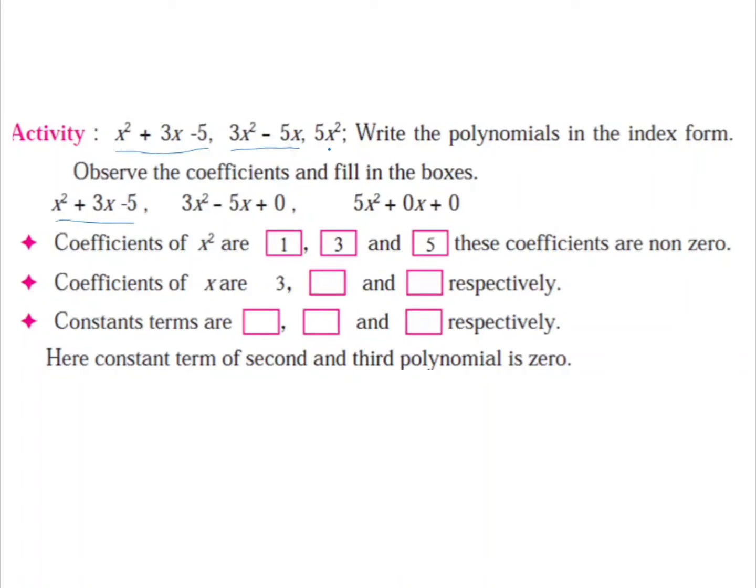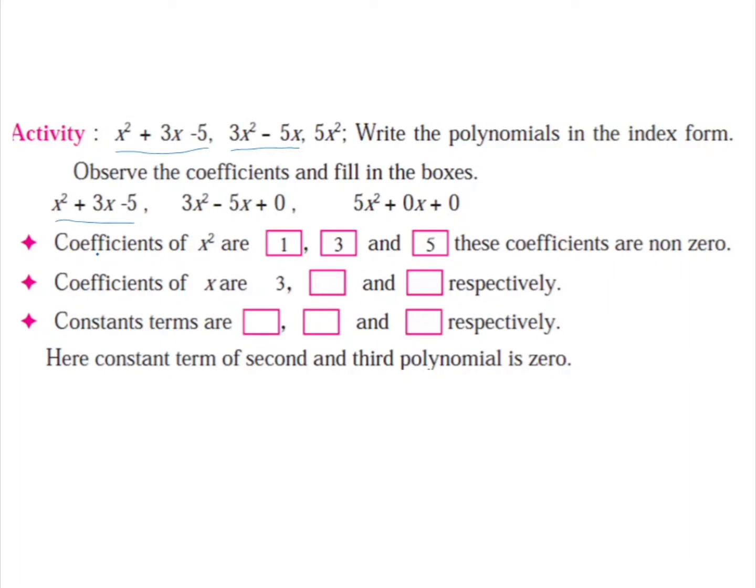And the last polynomial is 5x square. So here both the remaining two terms are missing. So to write this in the index form, first of all we should write 5x square, which is given, plus x term is missing over here, so that can be written as 0 into x plus 0. So these are the index forms of the given polynomials. Now we have to write the coefficients and we have to fill in the boxes given.